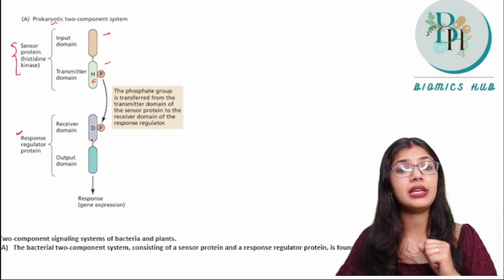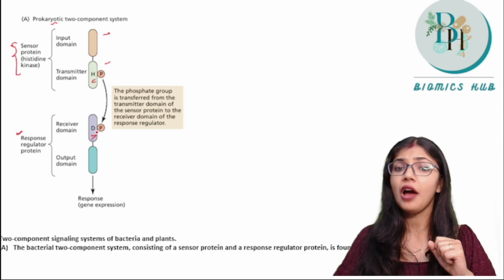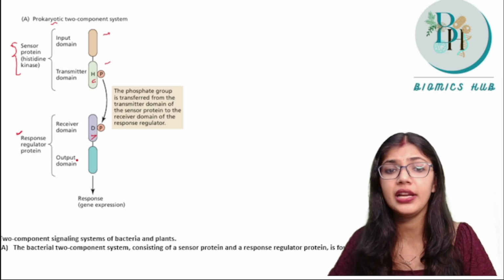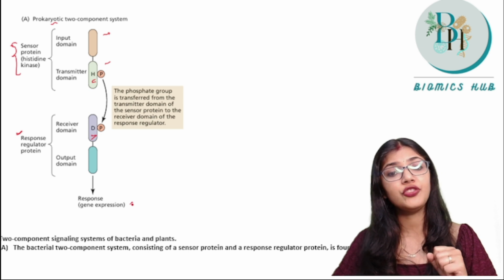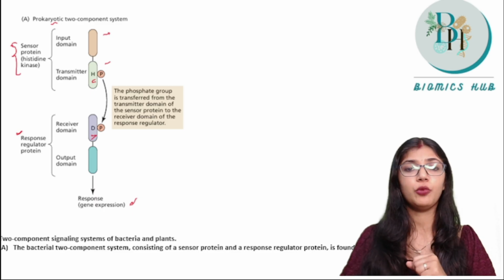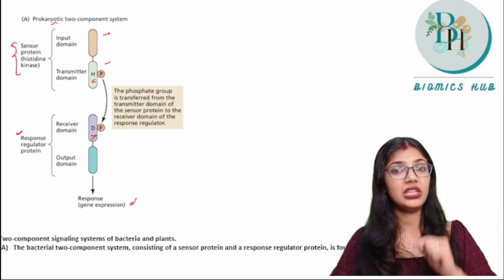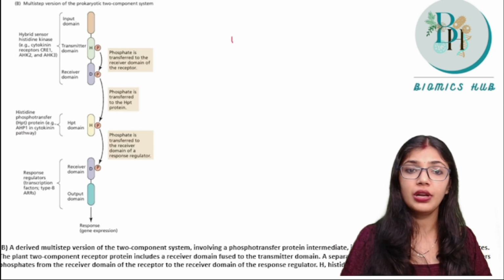This receiver domain has an aspartate with it. After this aspartate is phosphorylated, the output domain will help in giving the response, and the genes will be expressed. Okay, this is how the prokaryotic two-component system works. From this, the cytokinin signaling pathway is derived. We will see how it is derived.